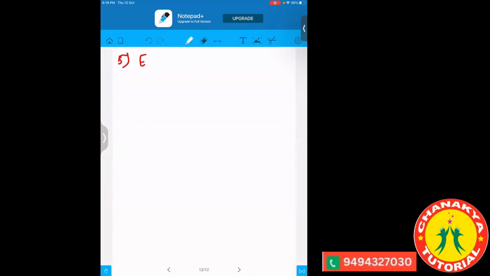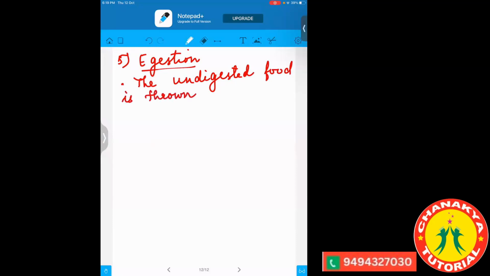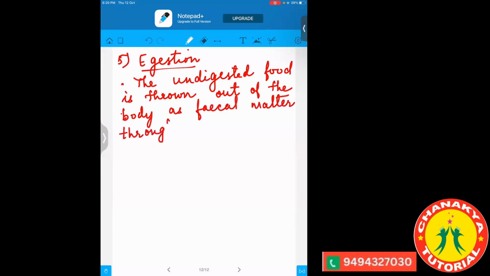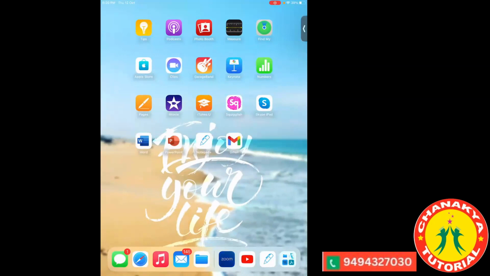And the last step is egestion. In the egestion process, the undigested food is thrown out of the body as fecal matter. It means the human excreta, with the help of a part called the anus. So through the anus, they remove the undigested food. That is how it works.